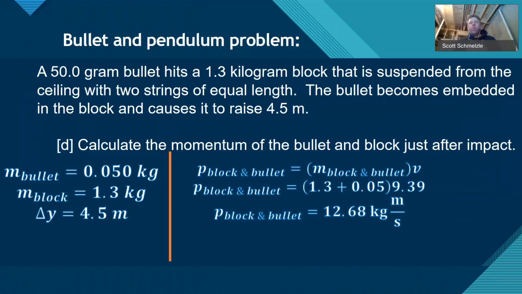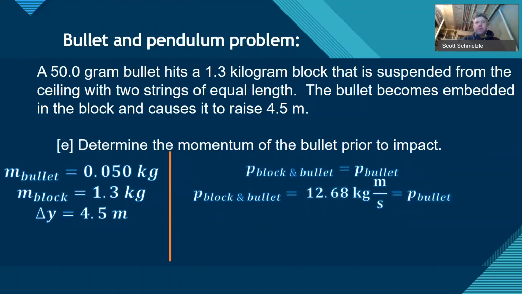now what we can do is say, okay, where did this come from? Well, if the block is just suspended in the air, it did not come from the block. It had to have come from just the bullet, all right? So determine the momentum of the bullet prior to the impact. Well, all of that great momentum that we use, that 12.68, that turned the kinetic energy into gravitational potential energy, that turned it into height, how high this thing went, came from the bullet, right?